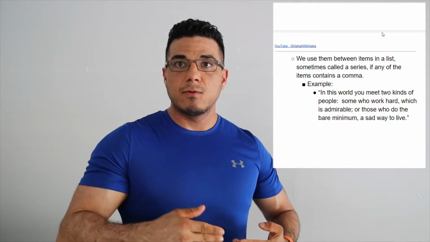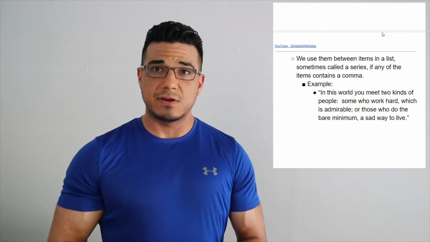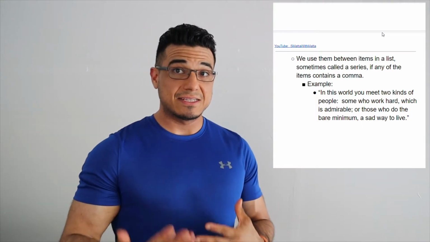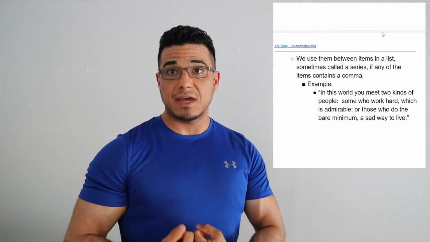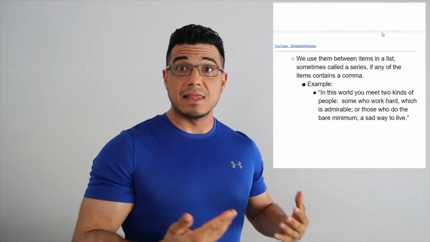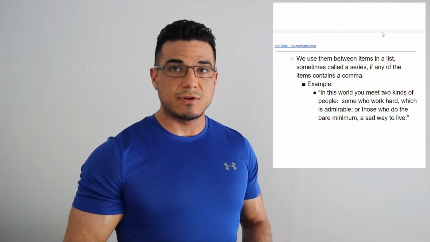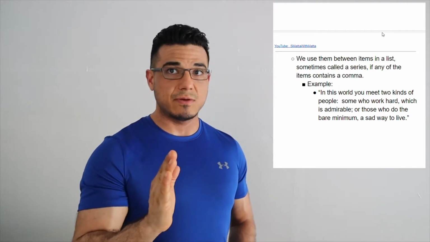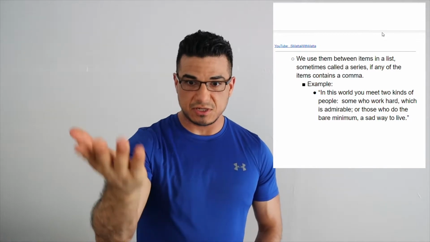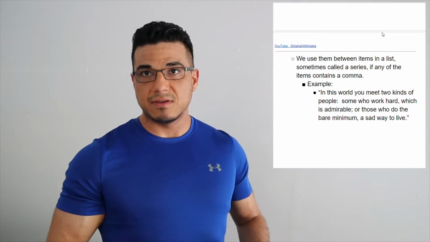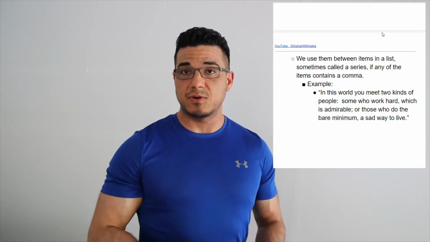However, I'm not going to continue the list with the comma, which is what you would expect when you're generating a list or a series, right? You separate each item by a comma. Except in this example, I've given you an item to the list, elaborated on it, right, with the comma, but I'm going to continue the list. So now I have to break it up using a semicolon. And this could be, which I do in this case, right? Or those who do the bare minimum, comma, a sad way to live. So again, I'm elaborating further on that next part of the series.